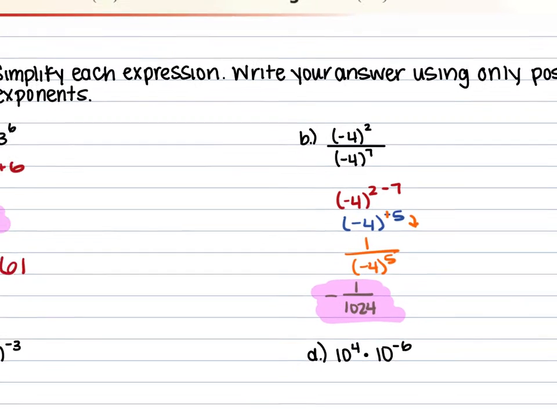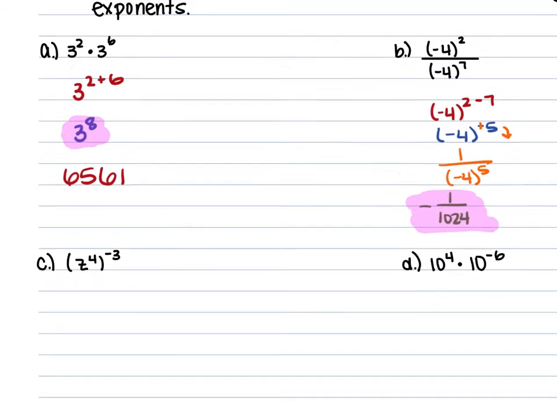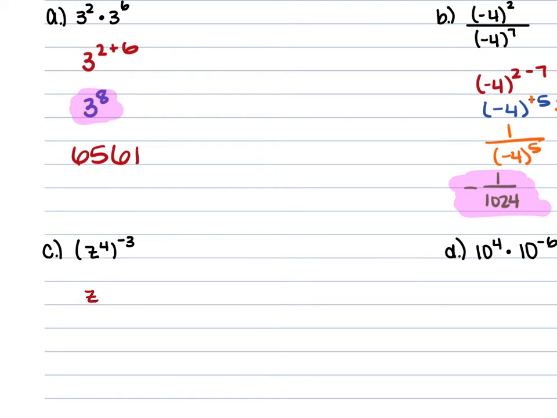For example C, we have z to the 4th power raised to the negative 3rd power. So we have a base, which is that z. We have that 4, that's our original power, and then it's being raised to the negative 3rd power. Because we have a power raised to a power, we're going to multiply those powers. That 4 times the negative 3 gives us negative 12. So that's z to the negative 12th power.